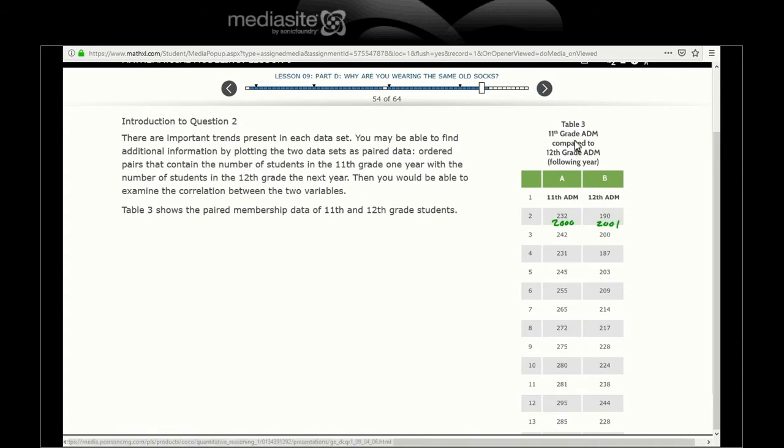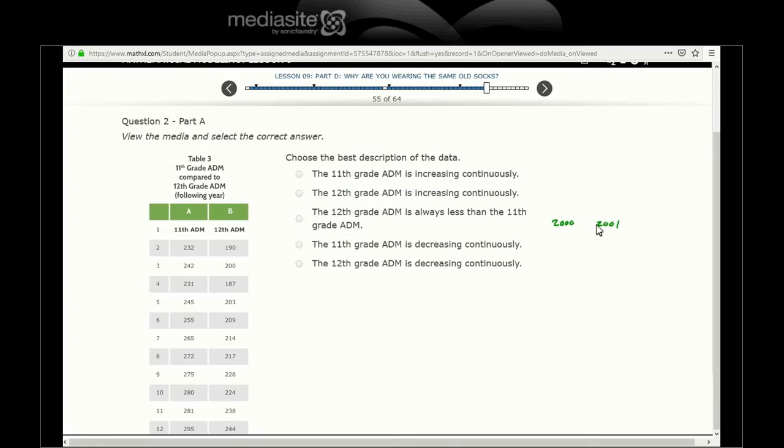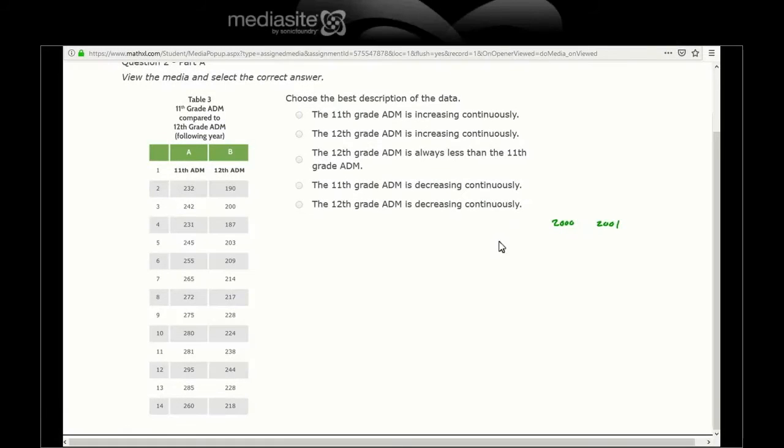All right. Choose a description that best describes the data. The 11th grade ADM is continuously increasing. Now it goes up and then up and down. Up, up, down, up, up, up. 12th grade is increasing continuously. 12th grade is always less than 11th grade. Let's see. Less.